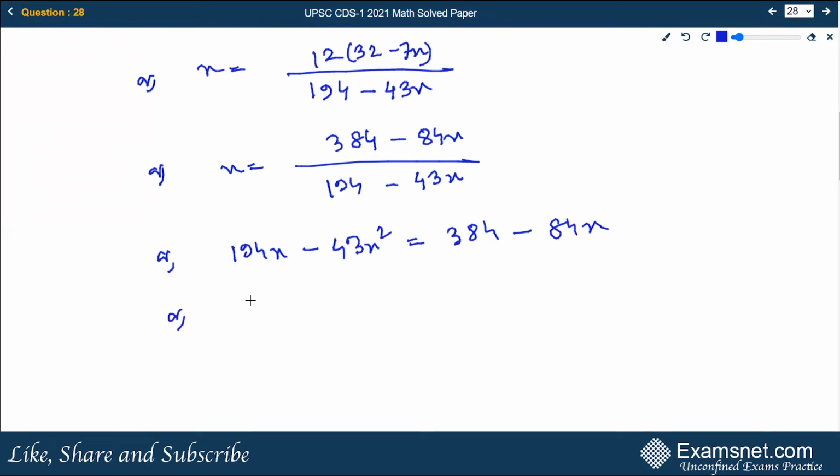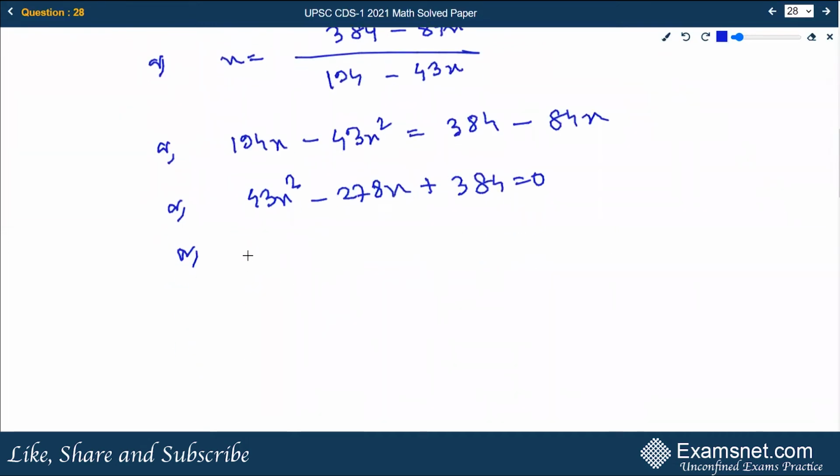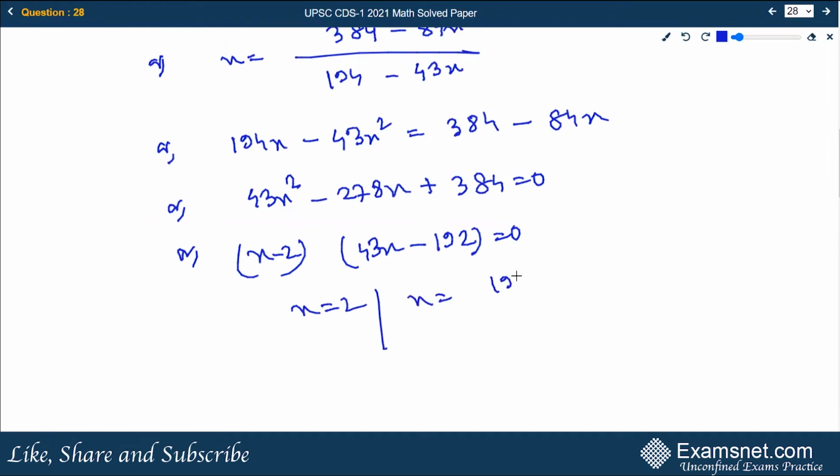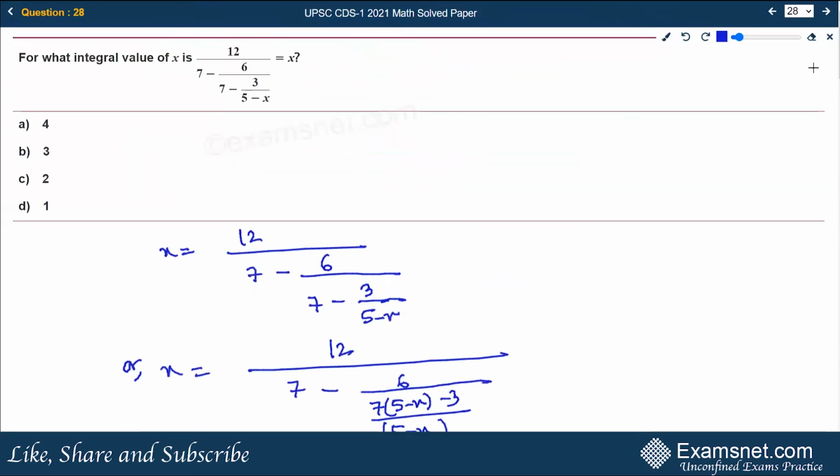Now I can write it this way after taking minus common. So it will become minus 278x plus 384 equals 0. Okay, so further if I factorize it, I will get x minus 2 multiplied by 43x minus 192. Now x equals 2 or x equals 192 by 43. Since x is an integer, the integral value of x will be 2. Option C is the correct answer here.